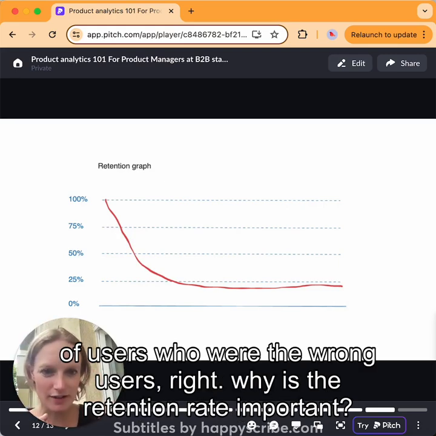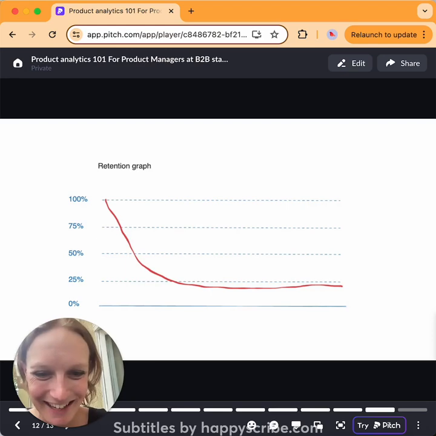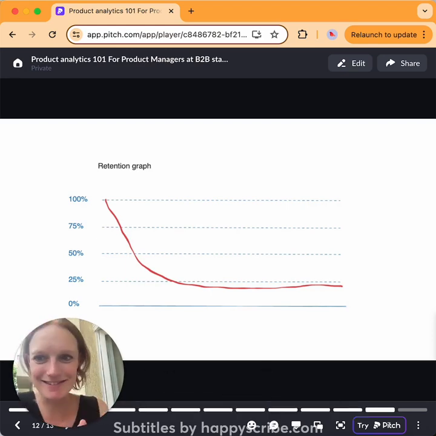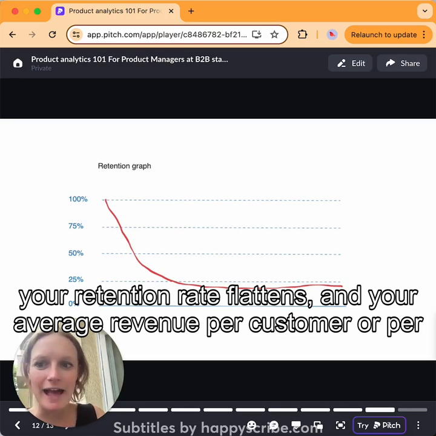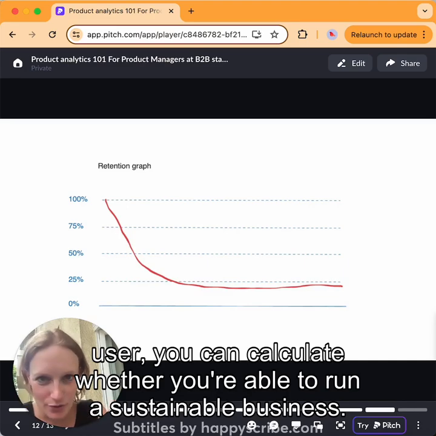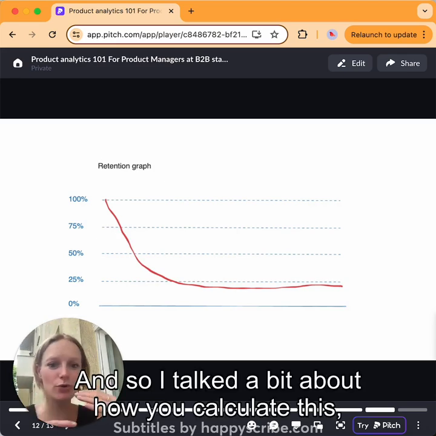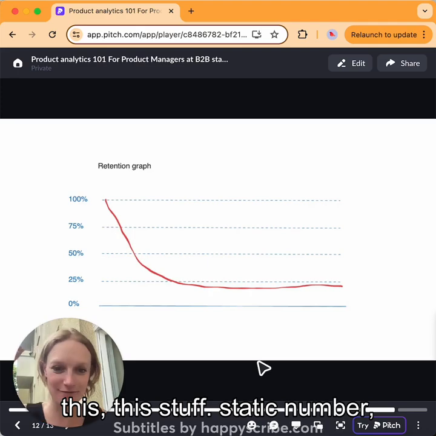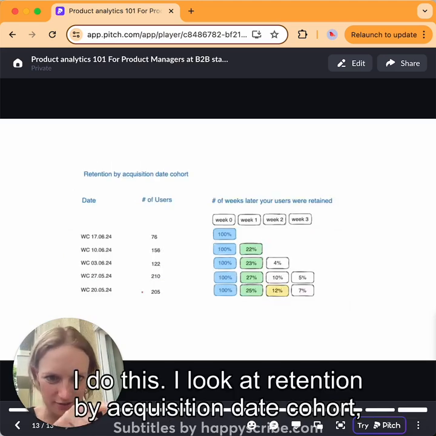Why is the retention rate important? Well, it helps you understand whether you're operating a healthy business, right? Whether you're able to grow a sustainable business. So if you combine your customer acquisition costs with the point where your retention rate flattens, and your average revenue per customer or per user, you can calculate whether you're able to run a sustainable business. So I talked a bit about how you calculate this static number, this retention rate, but in reality I don't do that. I do this. I look at retention by acquisition date cohort.